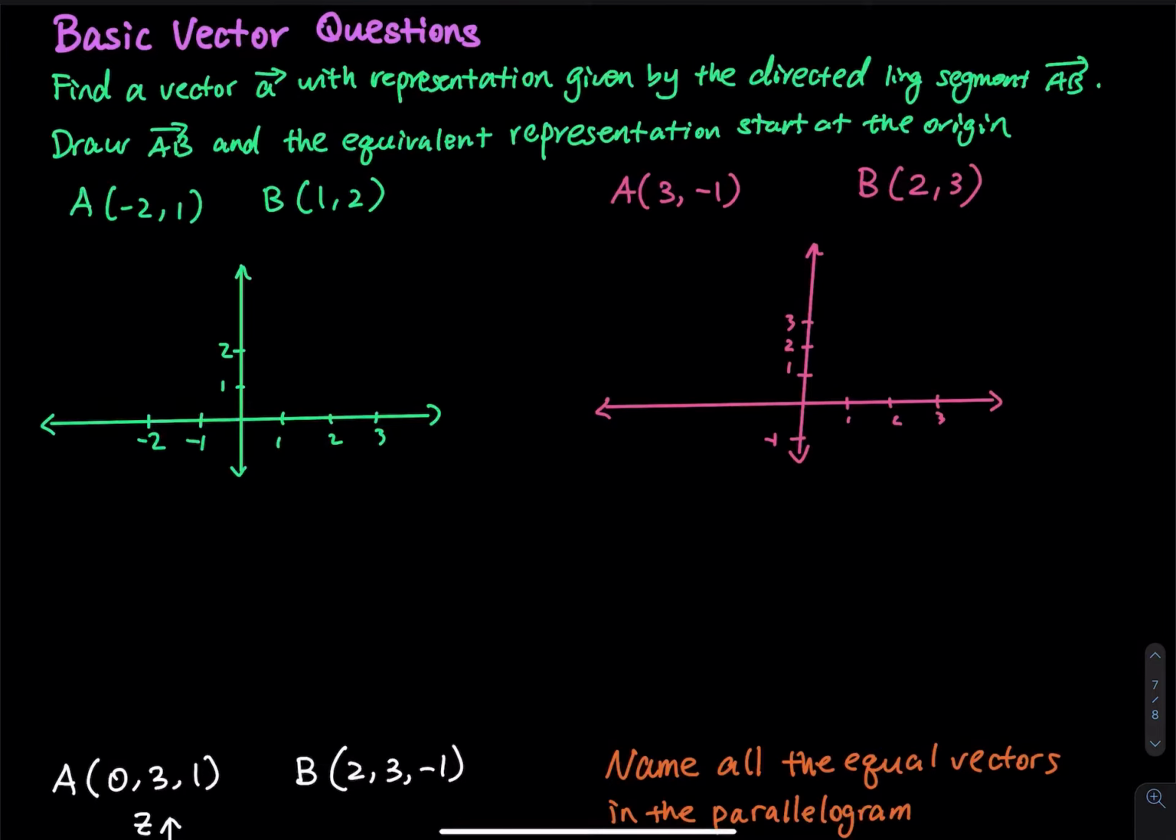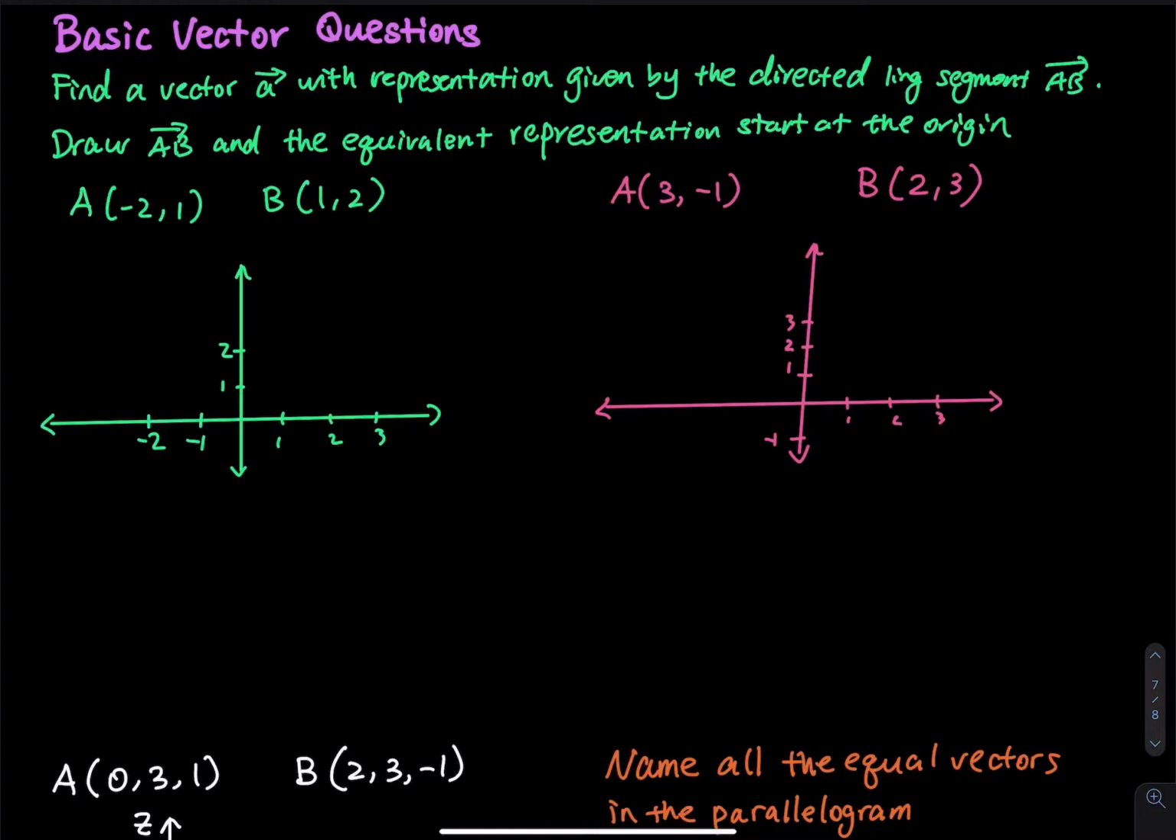Let's do a couple basic vector questions right here. So the first one, the green one: find a vector A with representation given by the directed line segment AB. Draw AB and the equivalent representation that starts at the origin. So I have A and B. The segment AB, the starting point is A and the terminal point is at B.